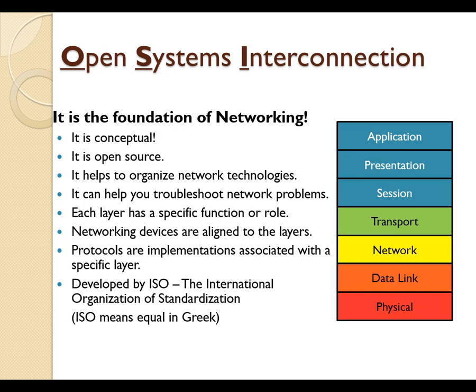The OSI model is a 7-layer model. You can see that in the picture to the right. And each one of these layers has a specific function or role. Now these 7 layers are numbered 1 to 7, starting with the physical layer at 1 up to the application level being number 7.